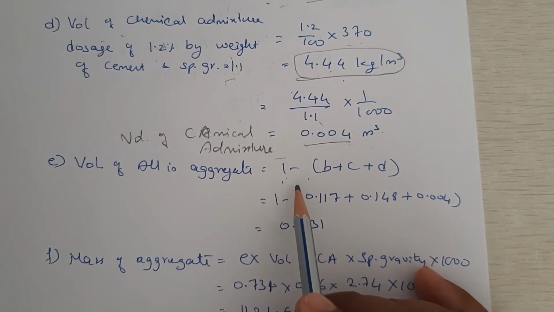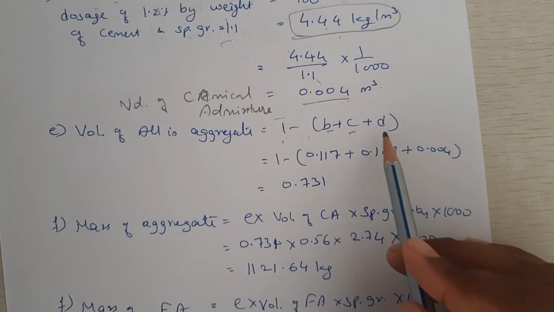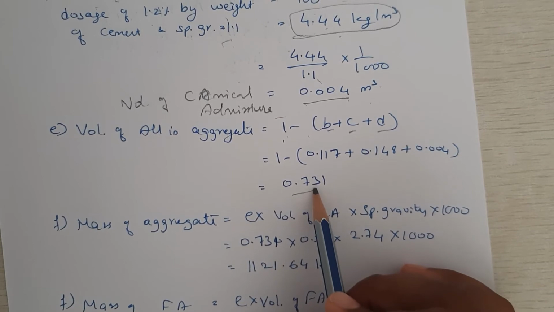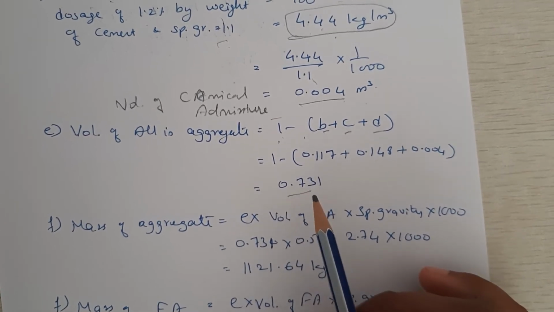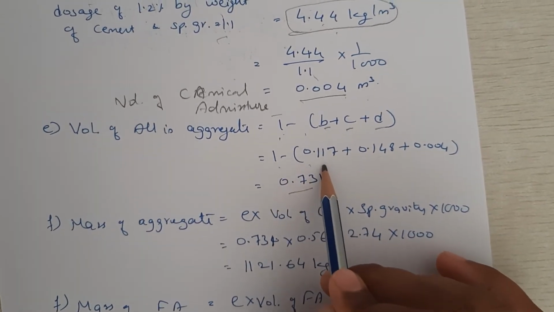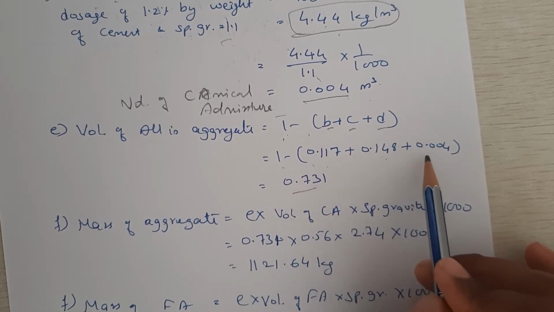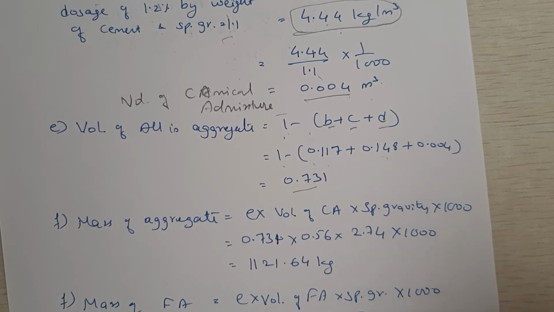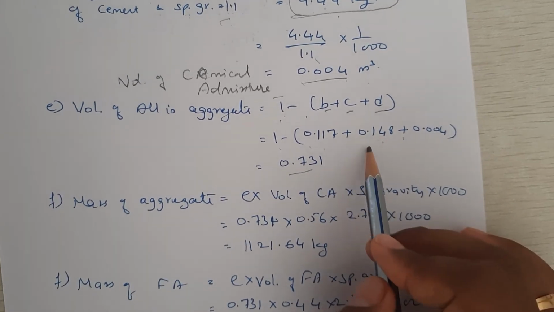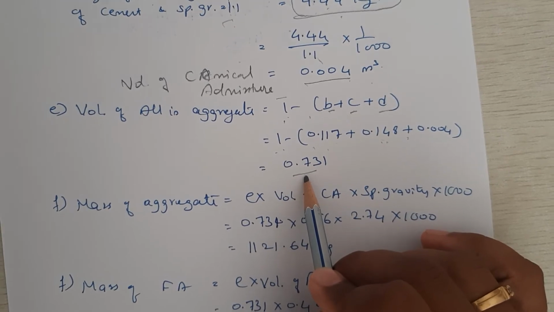From this volume we are decreasing the volume of the cement, the volume of the water, and the volume of the chemical admixture. By doing this I will get the volume of total aggregates which are present in the concrete mixture. So 1 minus 0.117, this is my volume of the cement, 0.148, this is my volume of the water, and 0.004 is the volume of the chemical admixture. By subtracting these three from 1, I can get the volume of the total all-in aggregates.